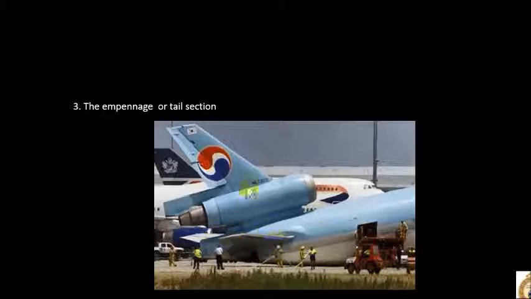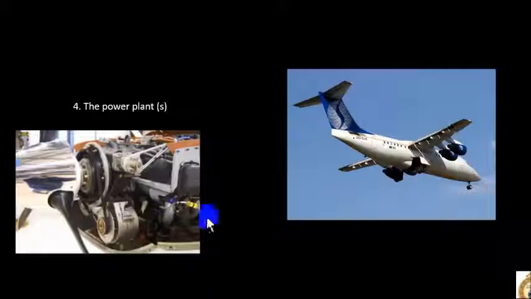Here's the horizontal and the vertical stabilizer. I put this in for comic relief because somebody did not load this plane right, and it wound up on its tail. Power plants, and again, power plants are not just engines. There's electrical energy, air conditioning, all kinds of power functions. That's why we call it a power plant and not an engine. Here's a single engine. This one has 4 power plants.